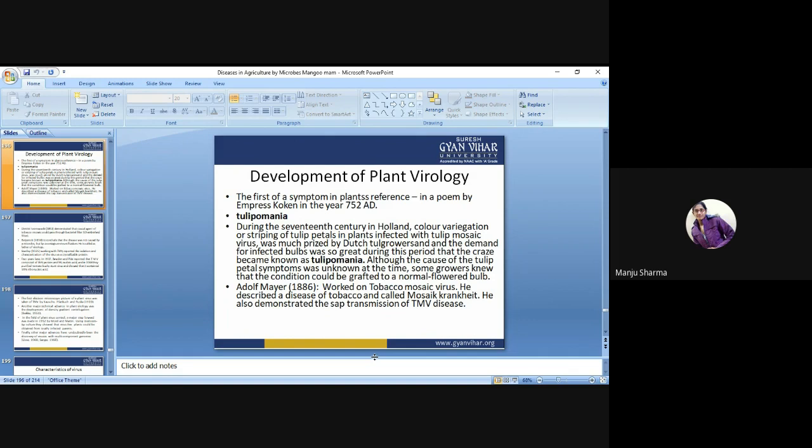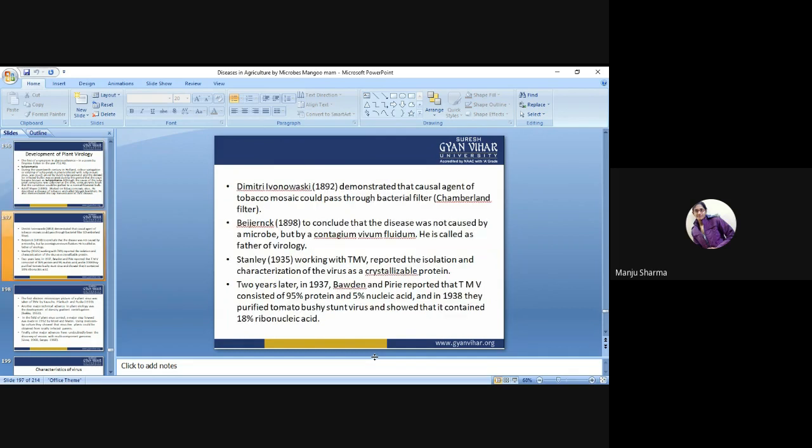Adolf Mayer in 1886 worked on tobacco mosaic virus. He described a disease of tobacco, which he called mosaic disease. He also demonstrated the sap transmission of TMV disease. Then Dmitri Ivanovsky in 1892 demonstrated that the causal agent of tobacco mosaic could pass through a bacterial filter, that is the Chamberland filter.